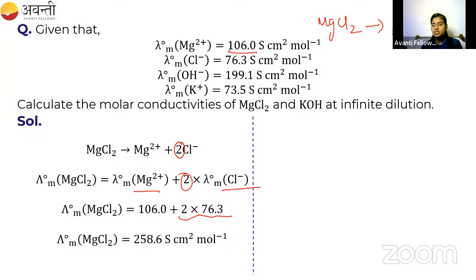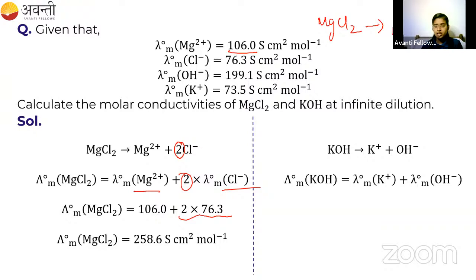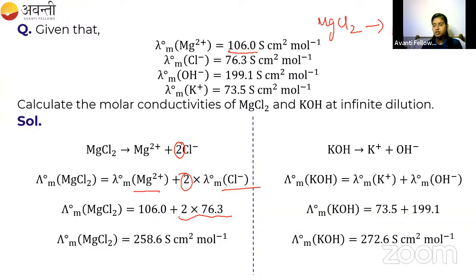So how to dissociate KOH? It is K plus and OH minus. So K plus is 73.5 and OH minus is 199.1. So the answer is 272.6. Very easy, no? That's a very easy question.